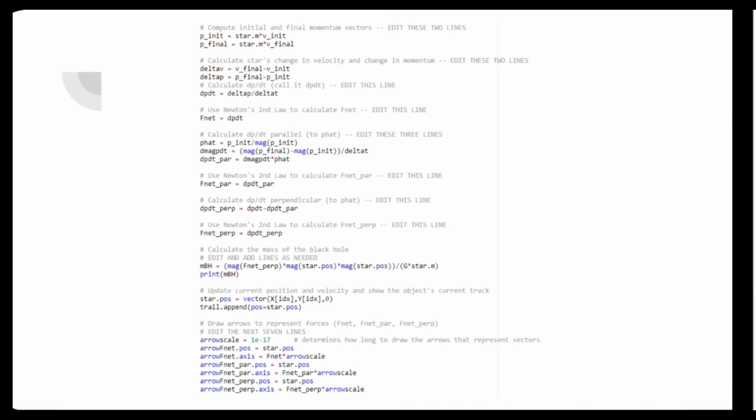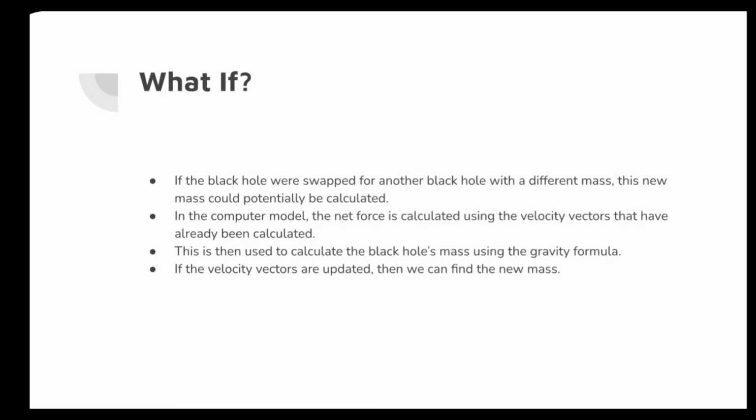Now for the question, what if the black hole was swapped for another black hole that has a different mass that's unknown, and how could it be calculated? In the computer model, we don't know the mass at first, and we actually end up estimating it through the velocity vectors it gives us initially, and then we use it to find force, and then we also know the position, so we can use the radius to plug it into the gravity equation to find the mass of the black hole. So if the mass of the black hole was changed, as long as the code given to us updates the velocity vectors, we should be able to go through the same process and make a new estimation of the black hole's mass.